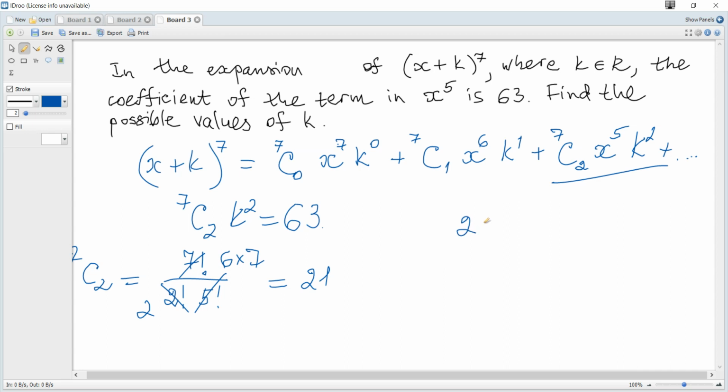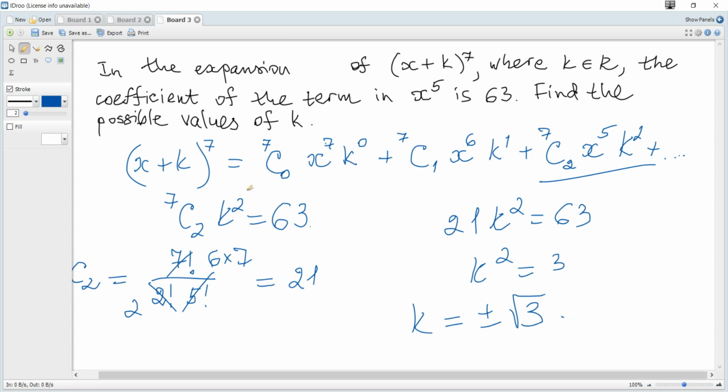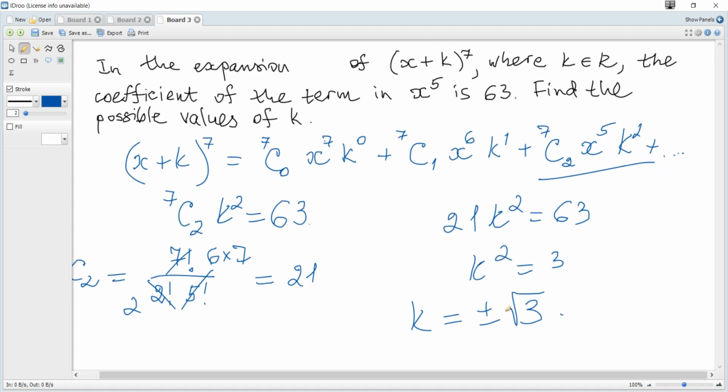Hence it becomes 21 k squared is 63. So k squared is 3. So k is plus or minus root 3. And notice that the question asks for values, so if you get only 1, it's not correct, because it is assumed that there are 2 or more values. So it's the required answer, and that's all for this question.